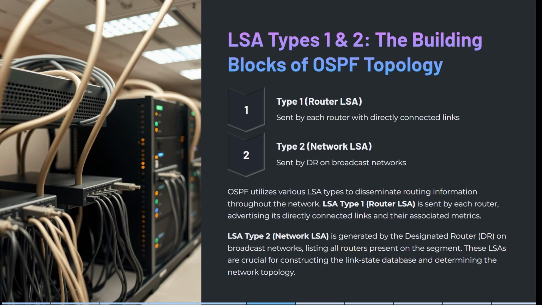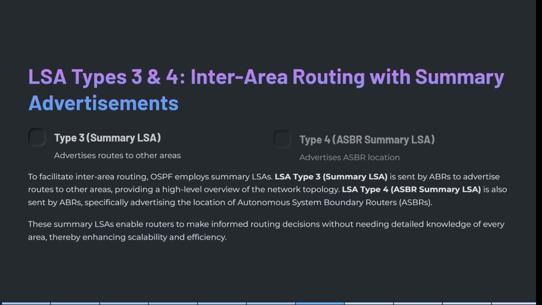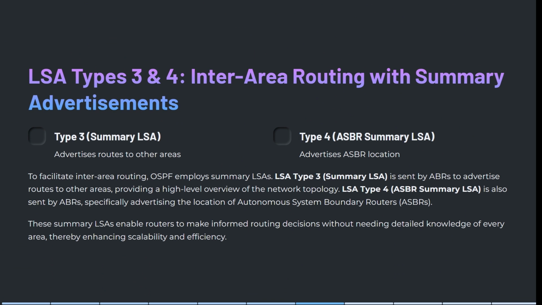LSA Type 1, Router LSA, is sent by each router, advertising its directly connected links and their associated metrics. LSA Type 2, Network LSA, is generated by the designated router, DR, on broadcast networks, listing all routers present on the segment. These LSAs are crucial for constructing the link state database and determining the network topology.